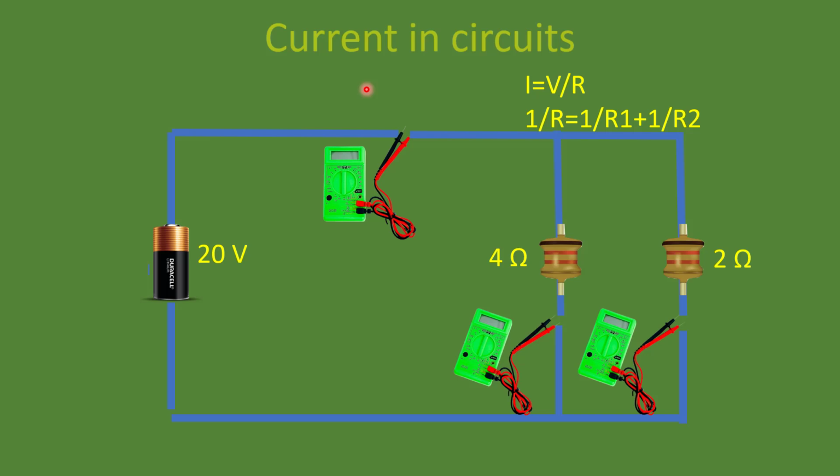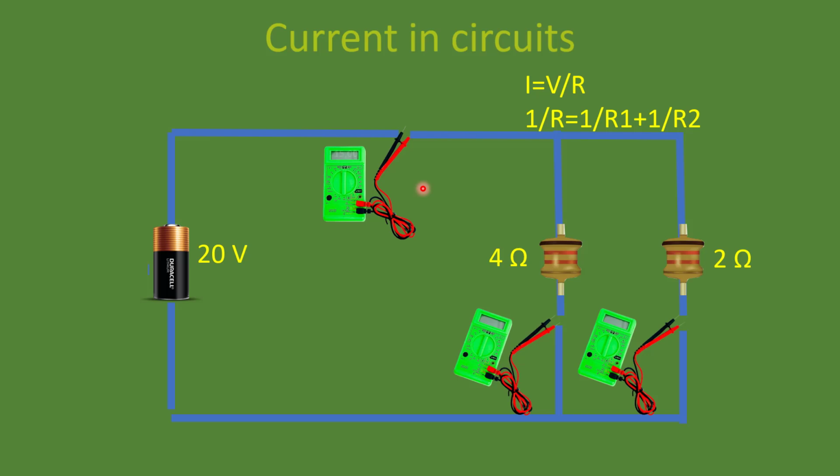We are adding the resistances. The resistance will increase. If you are connecting resistances in parallel, the overall resistance will decrease. The overall resistance in this circuit will be 1 by 4 plus 1 by 2. 1 by 4 is, we know, 0.25, and 1 by 2 is 0.5. Combined resistance: 1 by R equals 1 by 4 plus 1 by 2. I equals V divided by R.